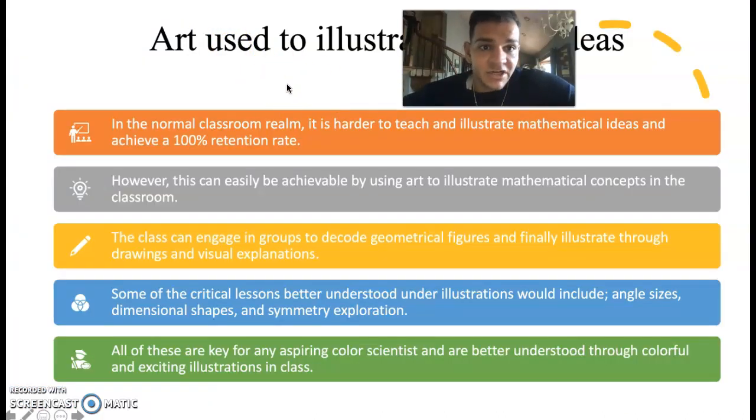So we're talking about art to illustrate STEM ideas. In a normal classroom, it's harder to teach and illustrate math ideas and achieve a 100% retention rate. So we're going for the visual learners, and it can be achievable by using art to convey mathematical concepts in class. The class can engage in groups to decode geometrical figures and finally create drawings and visual explanations. Some of the critical lessons better understood through illustrations would include angle sizes, shapes, and different symmetrical exploration. All of these are key for an aspiring color scientist and are better understood through an exciting illustration in class. So there are different ways of learning.